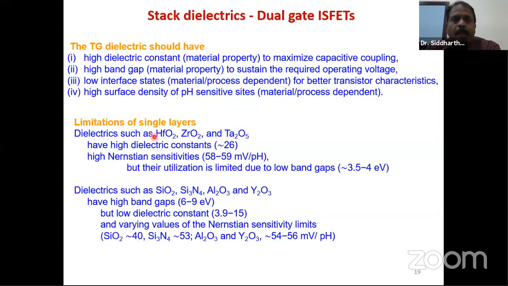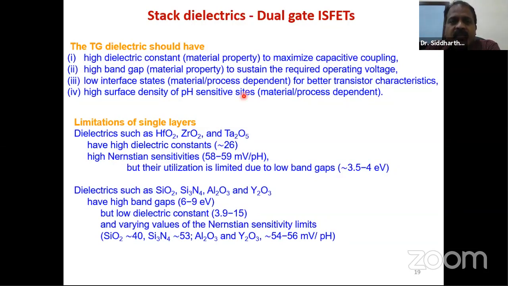For example, dielectrics such as hafnium oxide or zirconium oxide have a very high dielectric constant, which is good. They also have high inertial sensitivity, which is again good, but they have low band gaps, which is not good. Similarly, dielectrics such as silicon dioxide, silicon nitride, and aluminum oxide have high band gaps, which is good, but they have a low dielectric constant, which does not help, and have varying values of the inertial sensitivity limits.